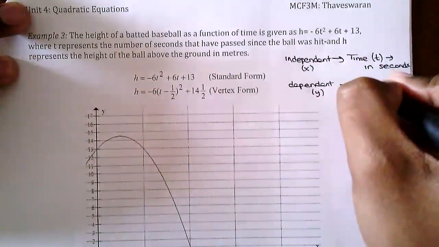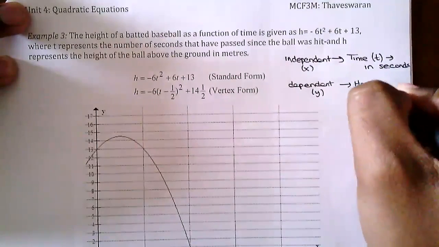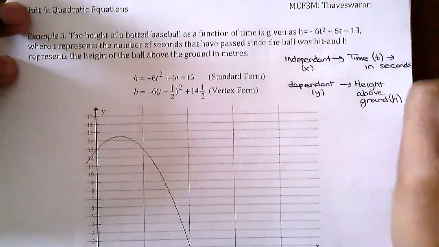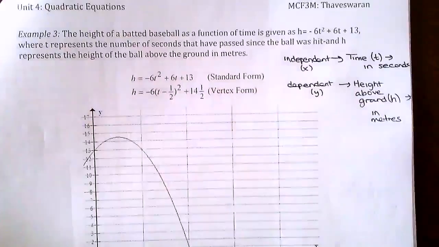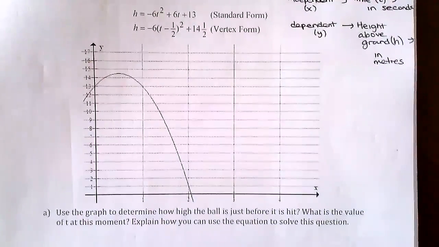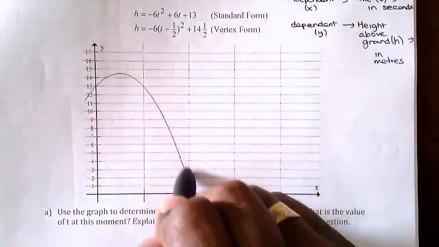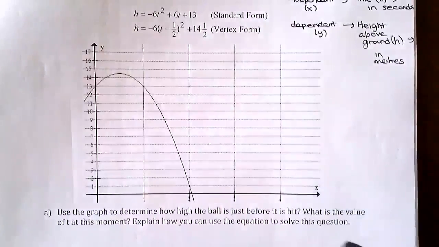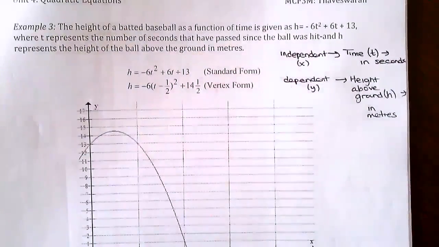So height above ground, and that's represented with an h, and in meters. So this is very similar. Okay, so again, we have two equations, one in standard, one in vertex form. If you take a look at this, this is very similar to the image that we saw earlier. In the previous image, we had a cannon here. The cannon was shot, and then we followed the trajectory or the pathway of the cannon. Here, it's the exact same situation, but we have a baseball instead.